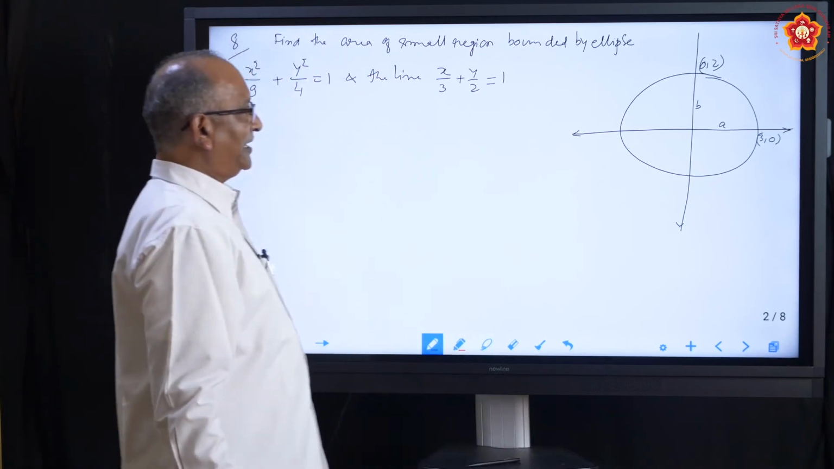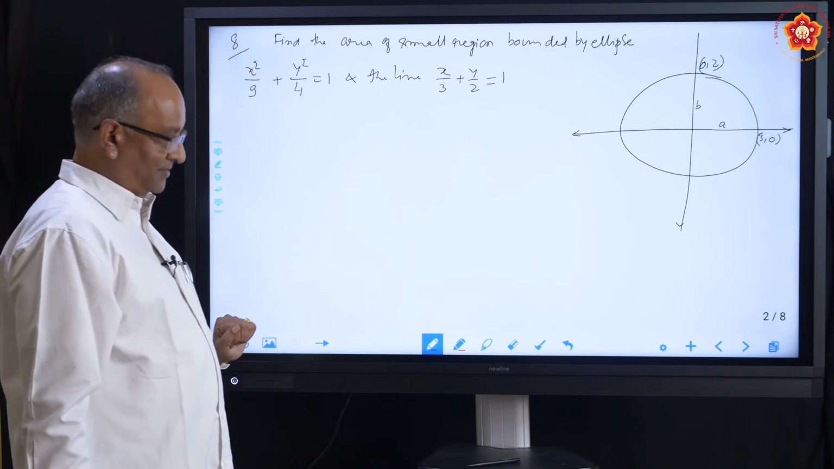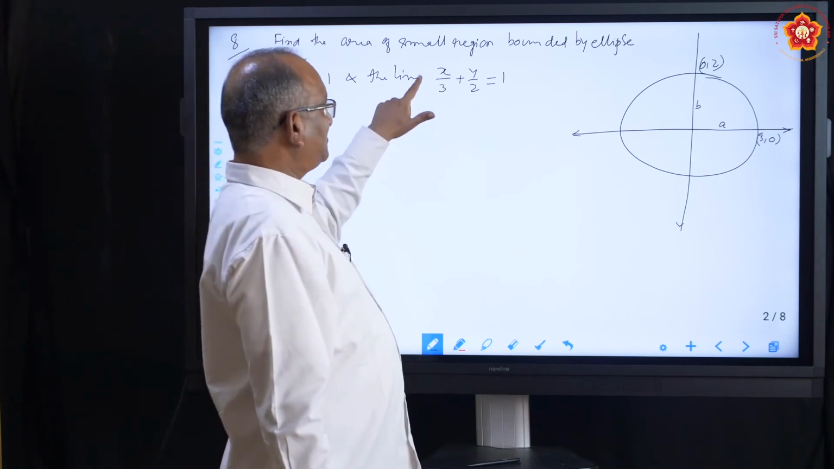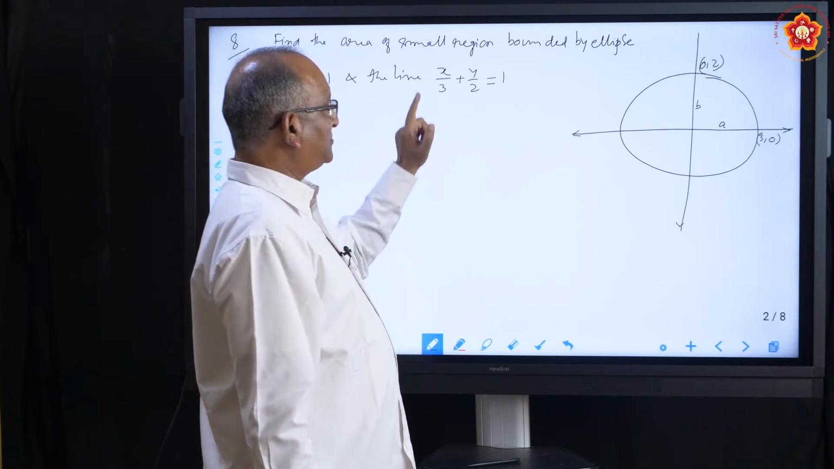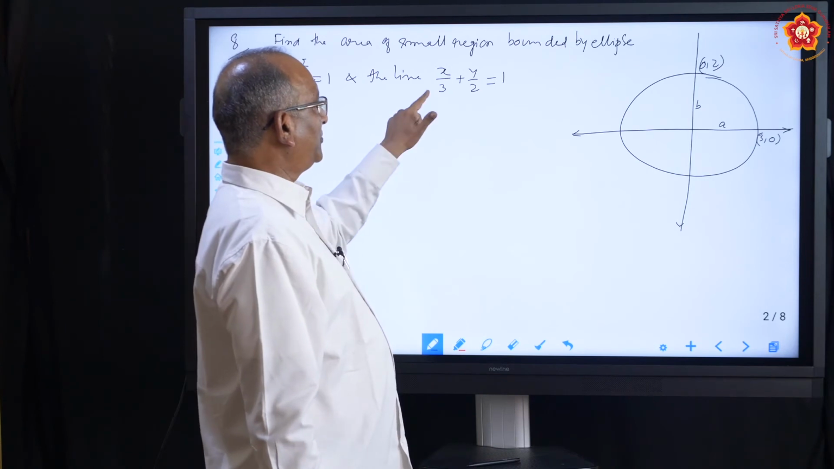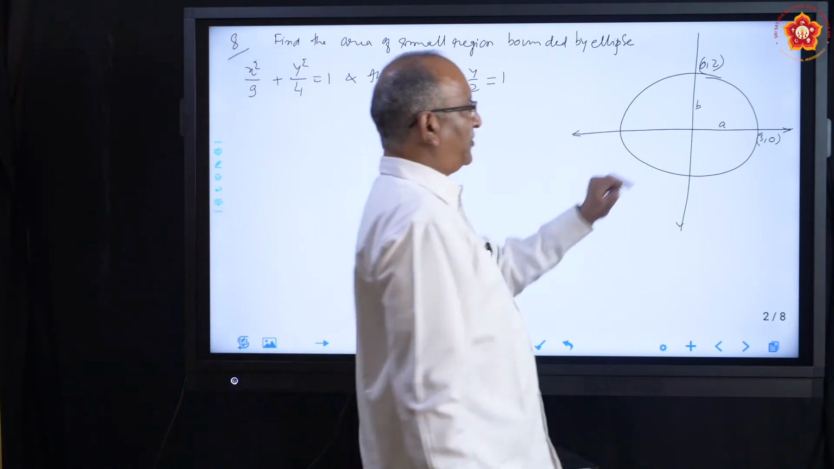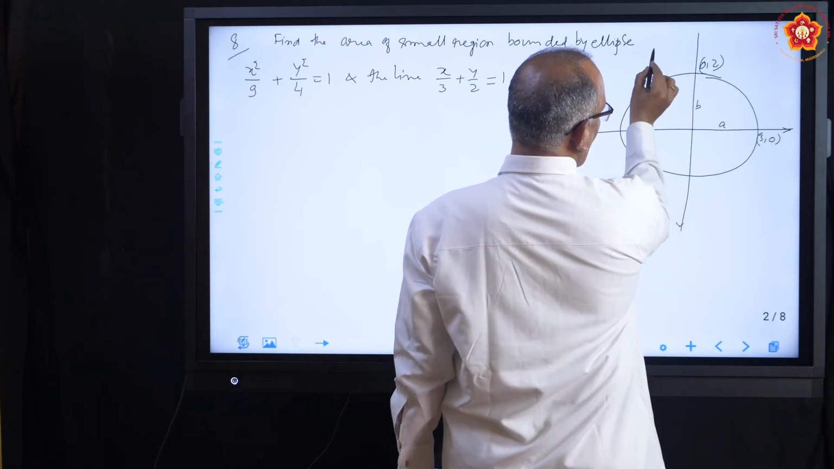So this is no doubt an ellipse, but what about the straight line? We have to draw the straight line. So very simple. If you substitute x equal to 0, you get y equal to 2. Means 0, 2, that itself is a point. If you substitute y equal to 0, you get x equal to 3. This is the point. So just draw a straight line joining these two.